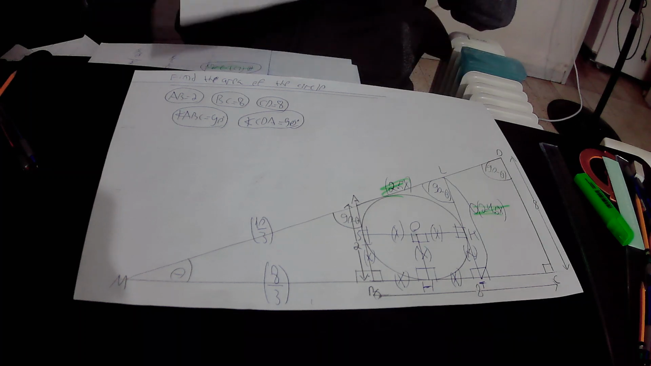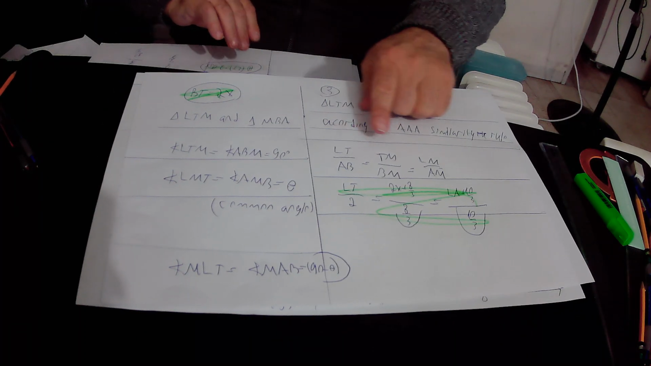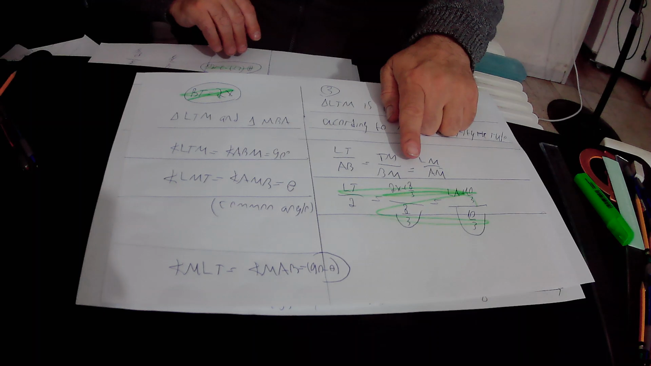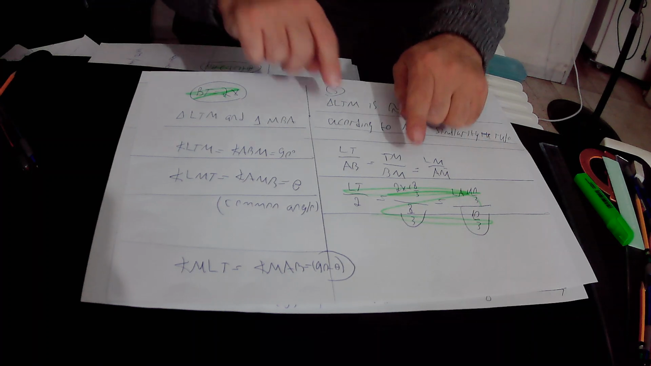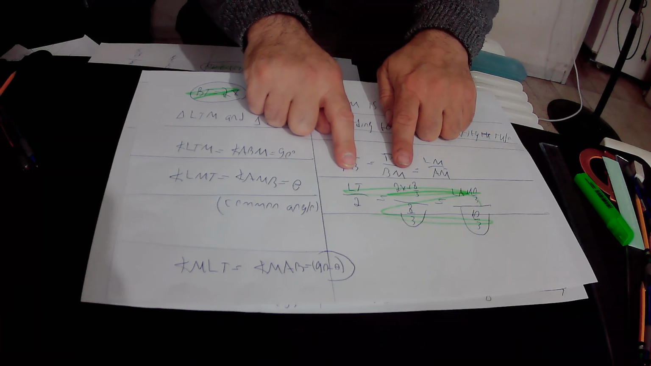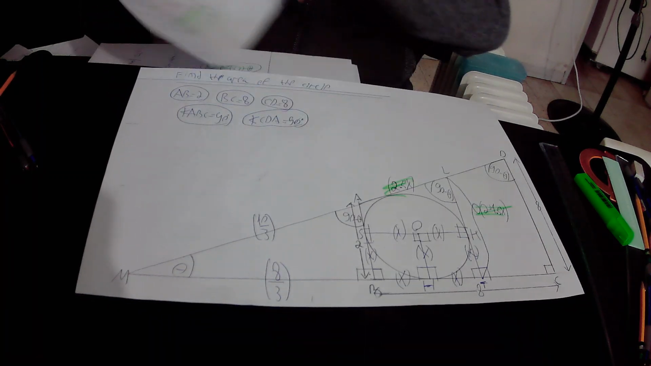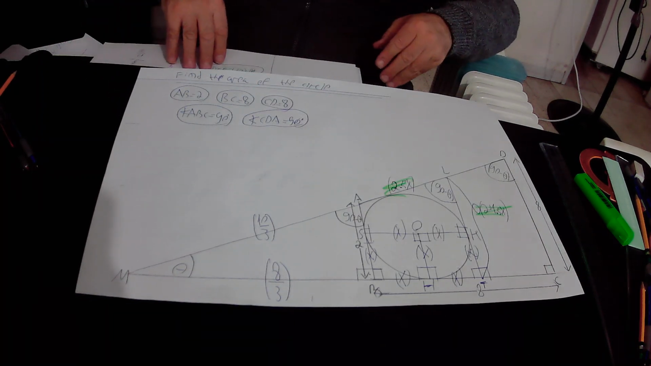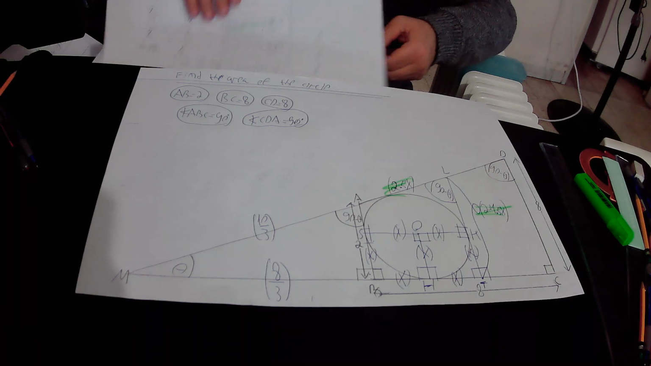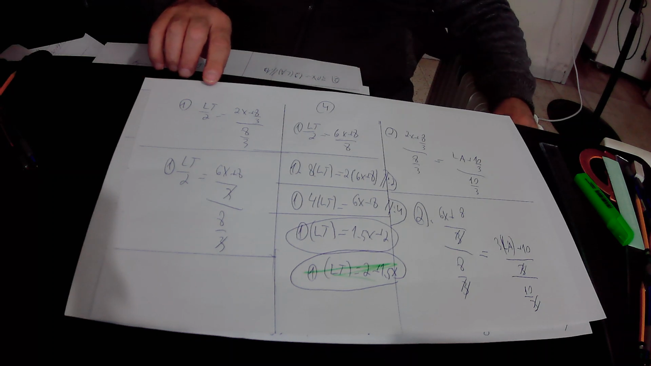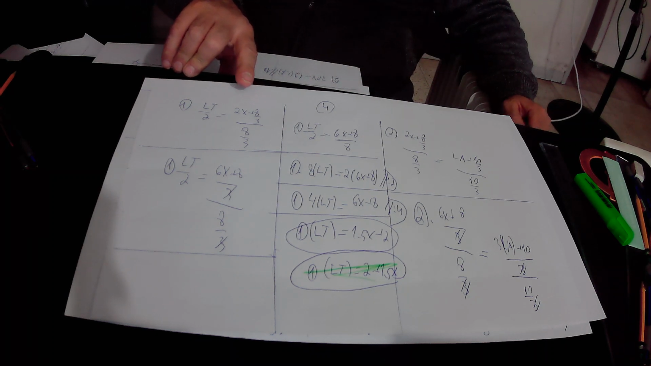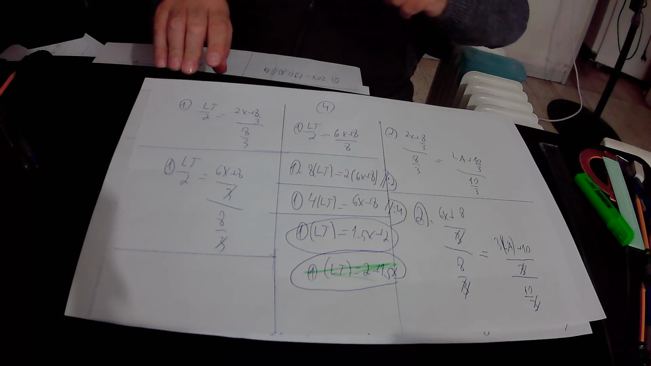So in conclusion, we found out that LT over 2 equals 2x plus 8 over 3, over 8 over 3, and it is also equal to LA plus 10 over 3, over 10 over 3. Those two expressions are equal to each other, therefore we created equation 1 from them. So here we have, according to equation 1, LT over 2 equals 2x plus 8 over 3, over 8 over 3.